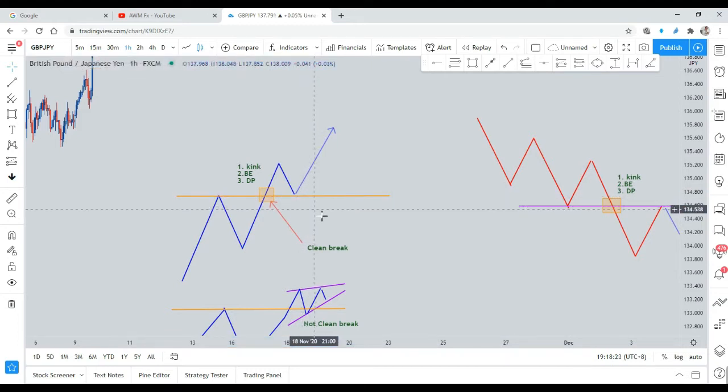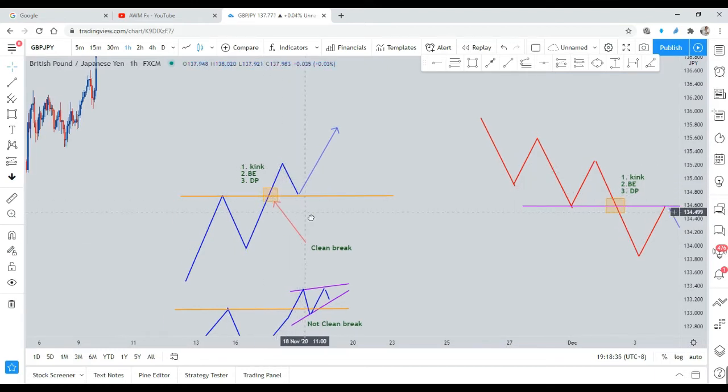Okay, how do we find a quality entry? So first of all, make sure this has to be a clean break. This is the first rule. It has to be a clean break. If this is not a clean break, then even the first rule is not fulfilled.